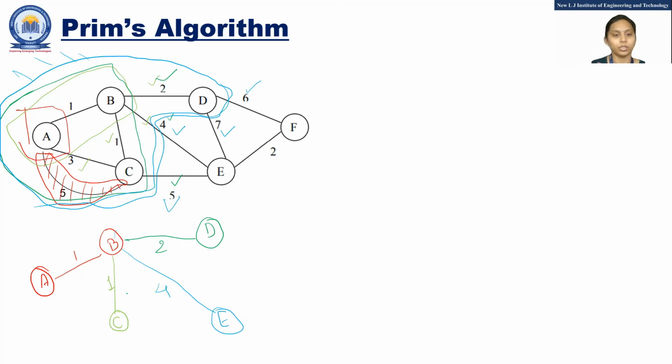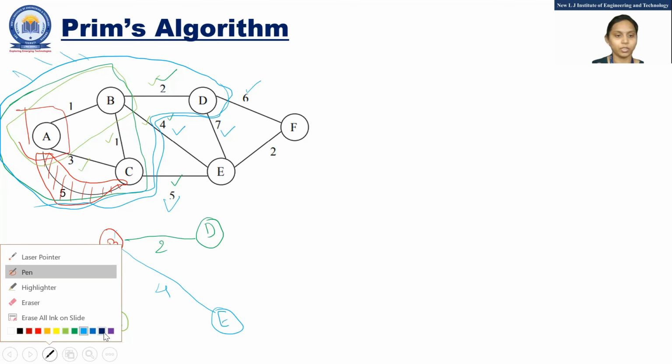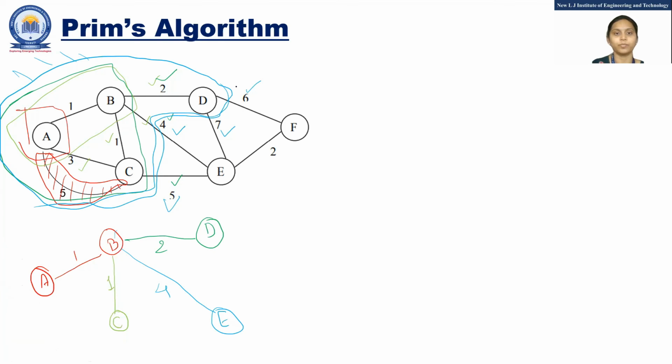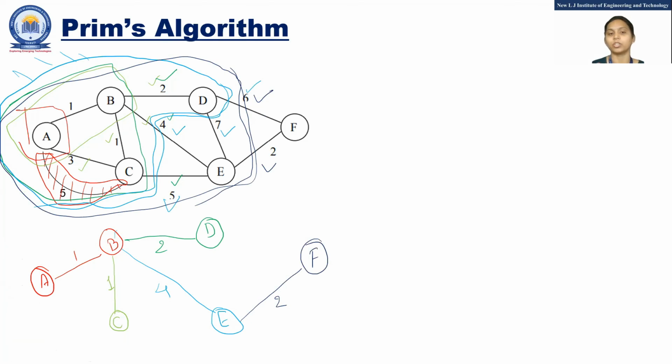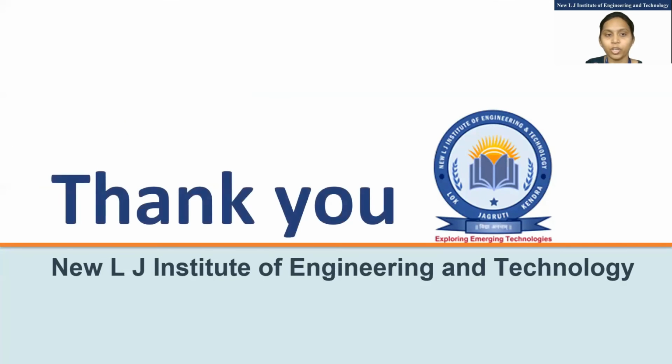Now let me take one more color, purple. Here this is the big box, and out of this you have 6 and 2. Which is minimum? 2. So add the line 2. This is the way Prim's algorithm works. In Prim's algorithm, this is the final minimum spanning tree. I hope this is easy to understand. On this note, I end this video lecture. Thank you all.